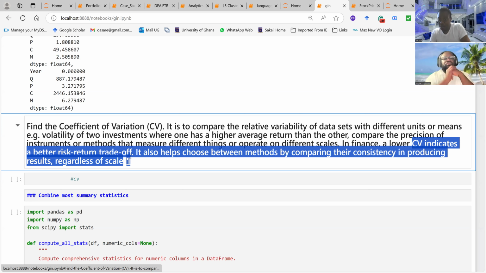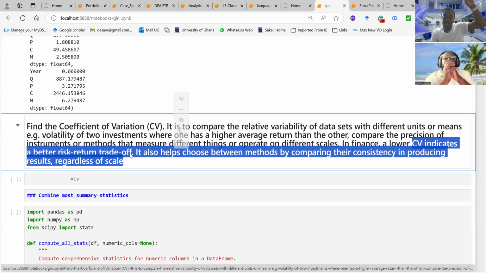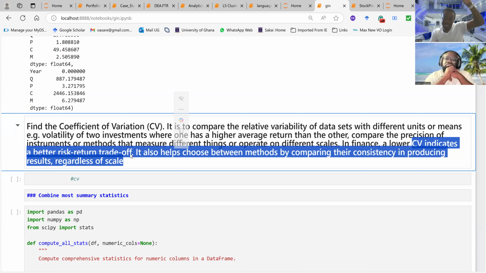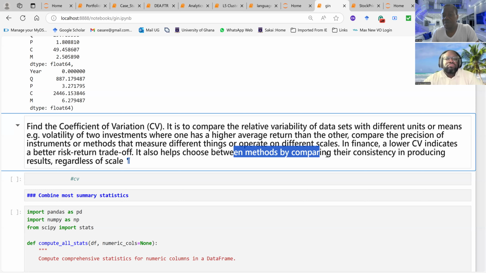And if it is lower, because the standard deviation is the numerator, the mean is the denominator, if the whole thing is lower, it means that risk has come down. So it means that you have a better risk return trade-off. It's a very, very good concept. You can also use it to choose between methods by comparing consistency in producing results.